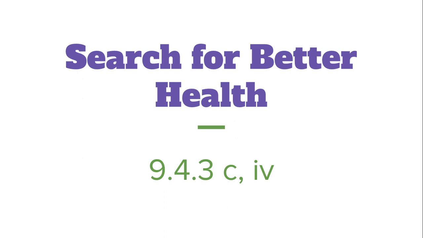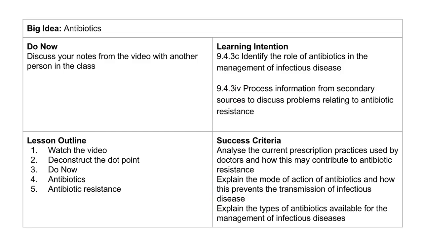Welcome to video 6 of the Search for a Better Health series. In this video, we're going to be looking at antibiotics, the role that they play in managing the disease, and then we're going to quickly discuss antibiotic resistance, how that might come about, and then, in fact, you're going to complete a research task to explore that idea further.